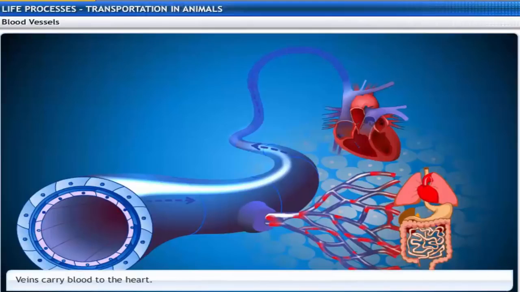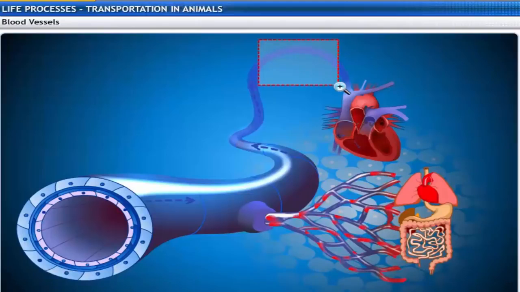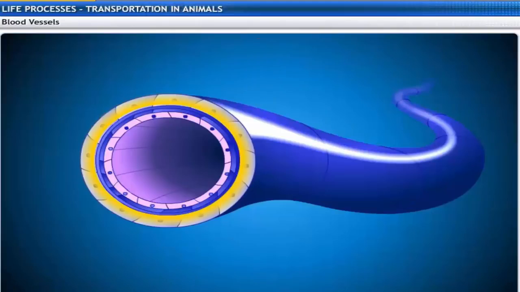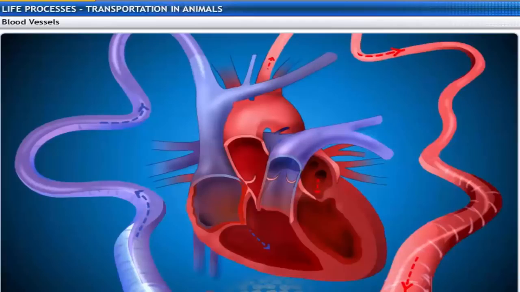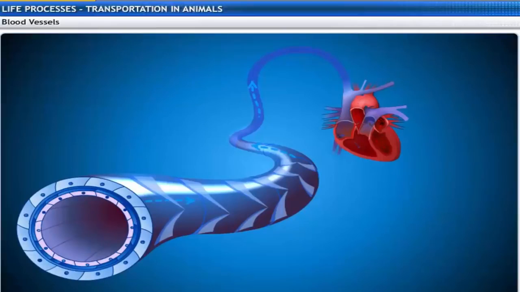Veins collect blood from different organs and transport it back to the heart. As compared to arteries, veins have thinner and less muscular walls. This is because the pressure of the blood that they carry is much lower than that carried by arteries. Due to the same reason, veins have valves that allow the blood to flow only in one direction. This ensures that the flow of deoxygenated blood is one way, only towards the heart.